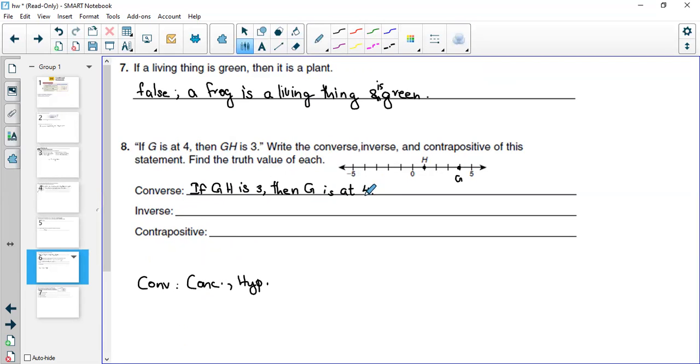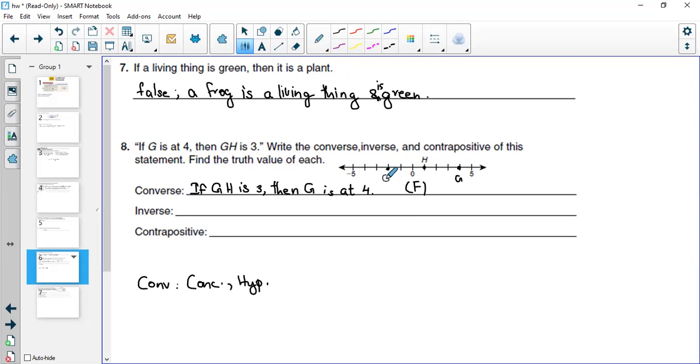If it's false, definitely we need to say why it's false. So if GH, the distance between GH is 3, then G is at 4. Is this statement true? Do you think if the distance between GH is 3, then G is only going to be at 4? It's false. Why is it false? That's because G could be here also. If the distance is 3, 1, 2, 3. So even if GH was here, 3, it's going to be 1, 2, 3.